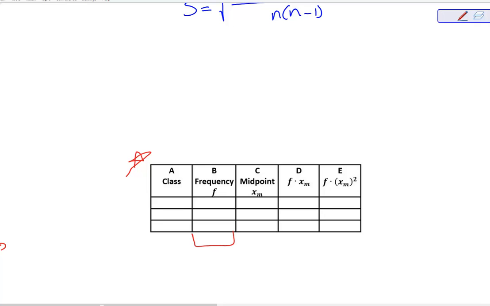This will be the sum of your frequencies. This is the sum of your F times X sub m squared. This is the sum of your F times X sub m. Okay. And so putting it into these will actually help you out a little bit. Doesn't make a lot of sense until you see it in an example. So let's look at an example.